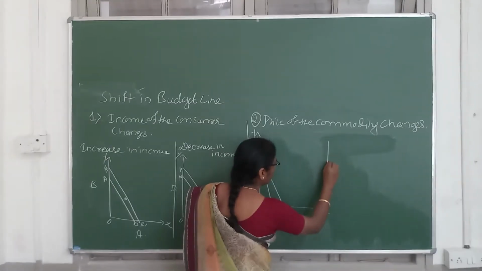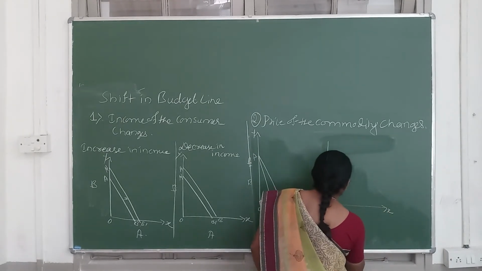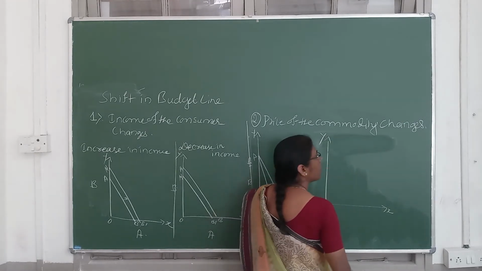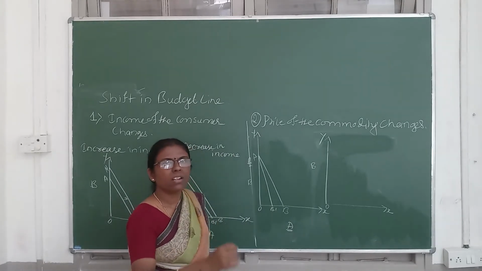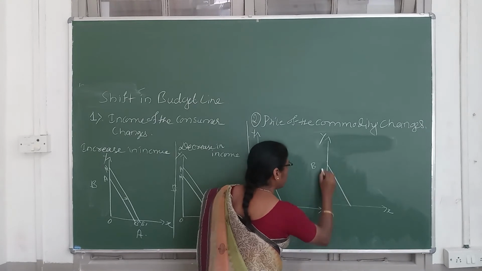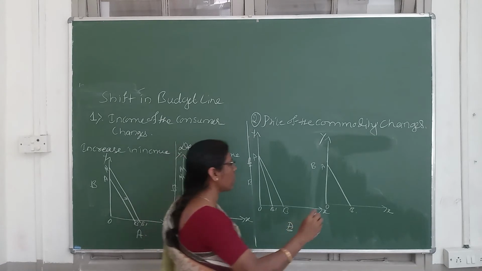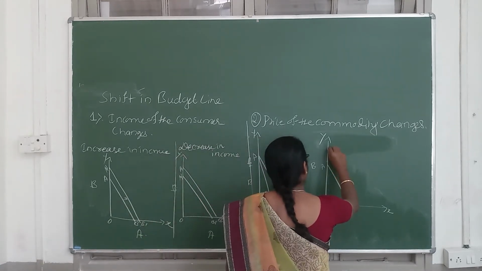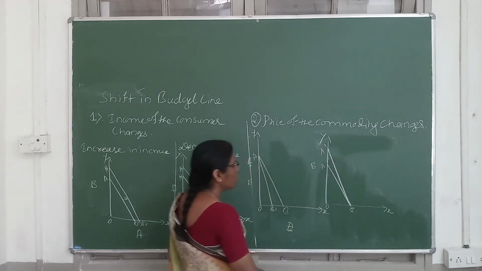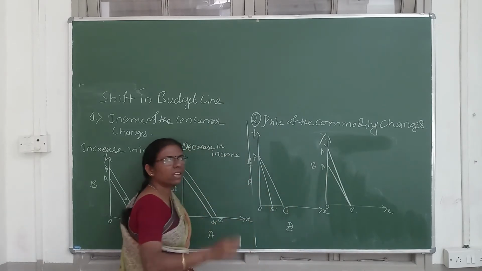And here, suppose the price of banana decreases. This is the original one, A, B. When the price of banana decreases, what happens? We purchase more of banana. So again, the budget line shifts towards right here, towards left.